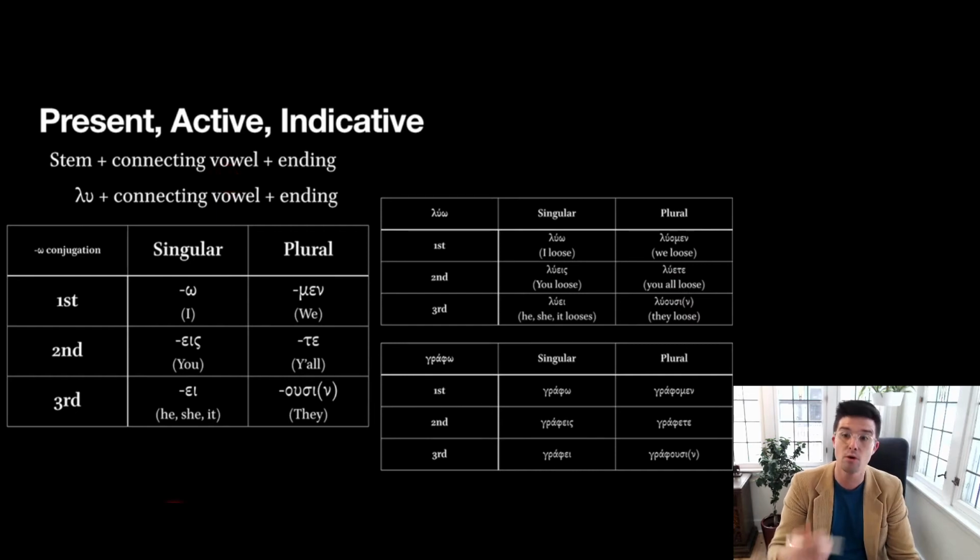So what you can do with any verb is take the stem of any verb, add the connecting vowel and the endings to it, and you get the different person and number of these different verbs. So here we have luo, I lose, and here we have grapho, I write. By adding these endings on, you can indicate who is doing the writing: I, you, he, she, it, we, you all, or they.